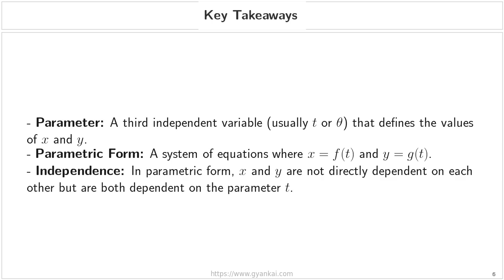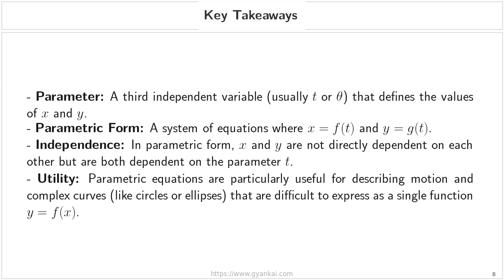This leads us to the idea of independence. It is crucial to realize that in parametric form, x and y are not directly dependent on each other. Instead, they are both independently dependent on the parameter t. Think of it as the bridge we mentioned earlier. X and y are connected only because they both rely on the same third variable.